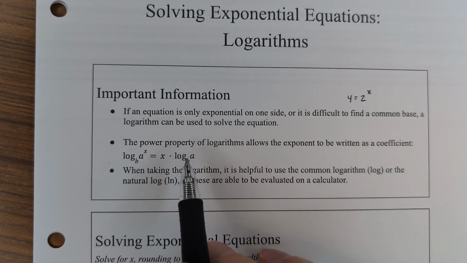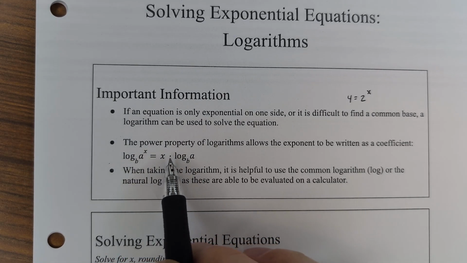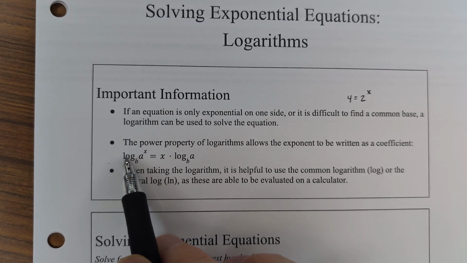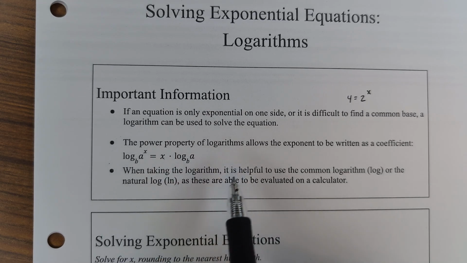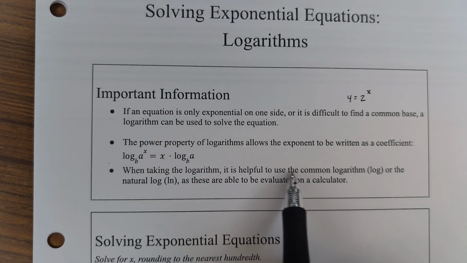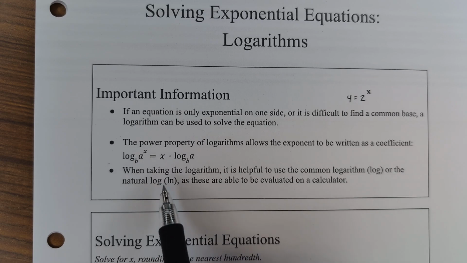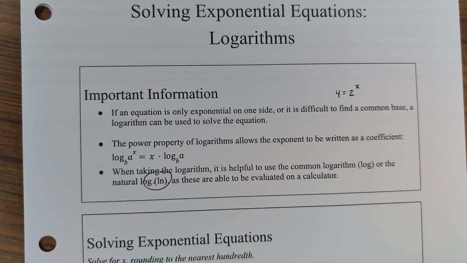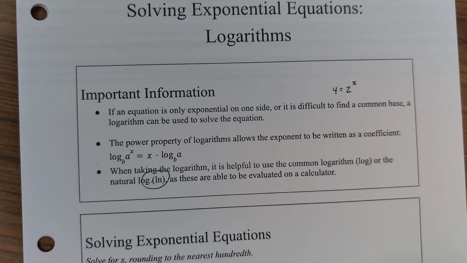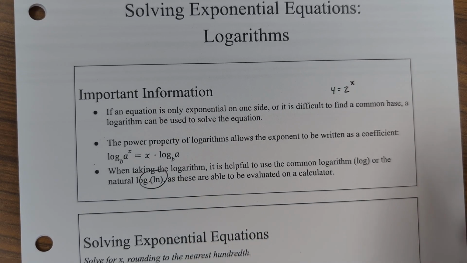We'll talk about the other properties of logs in the next lesson, but this is the one that's important for today. When you use a logarithm, which is an operation like a square root, it allows you to pull any exponents out front. When taking a logarithm, use a common logarithm, which is log, or the natural logarithm, as these are able to be evaluated on a calculator. I prefer to use the natural log, the ln, so that's what we'll be doing here.